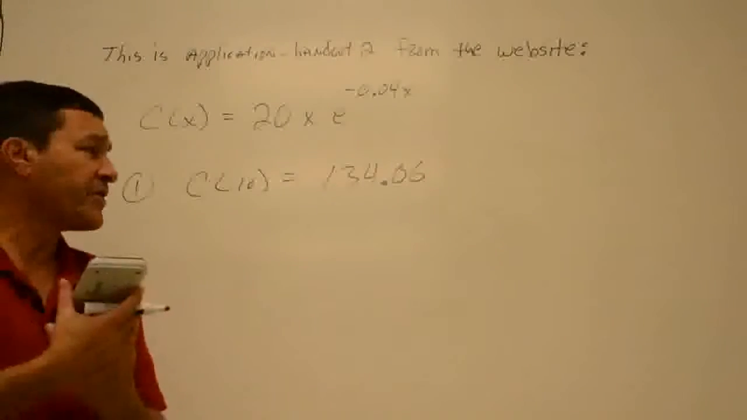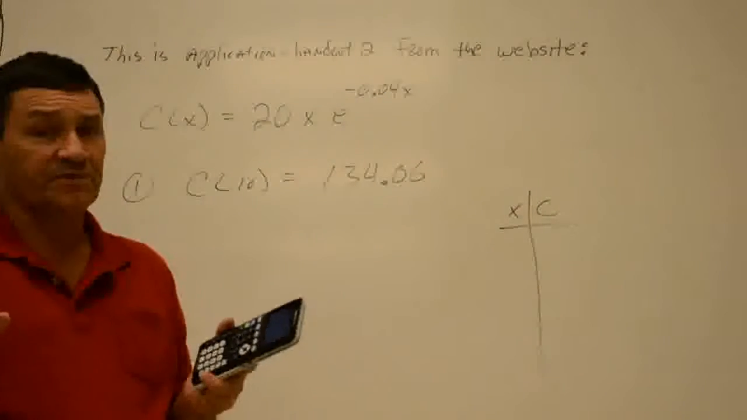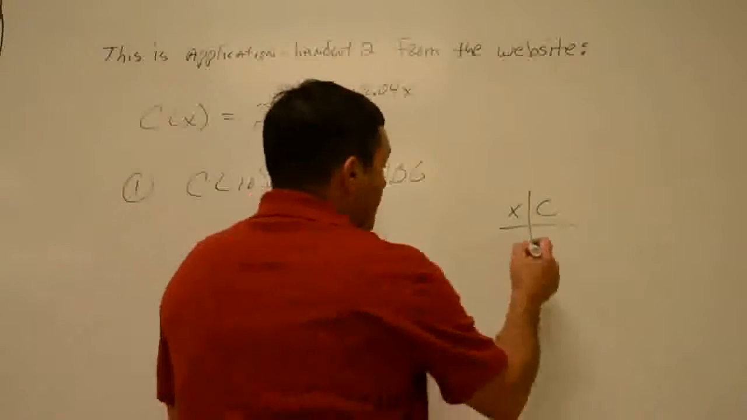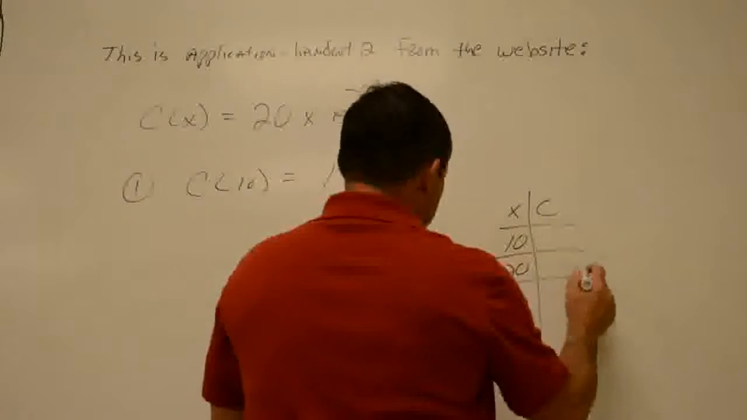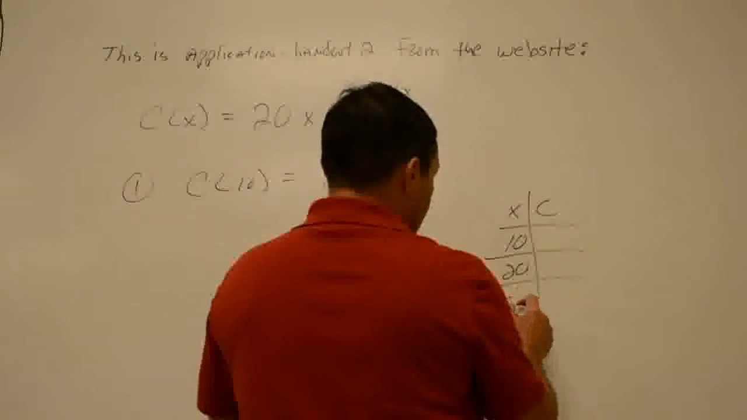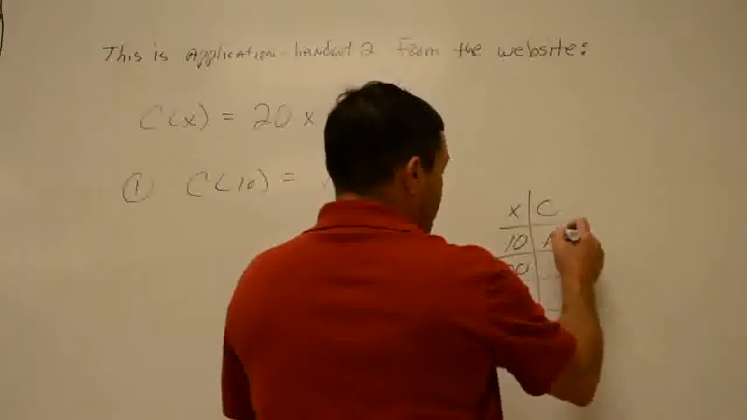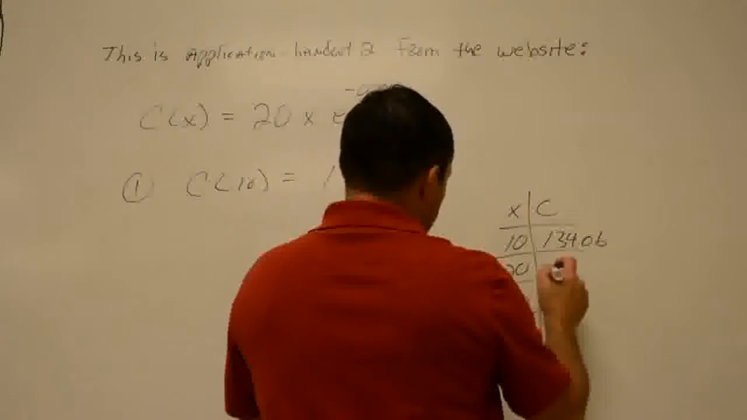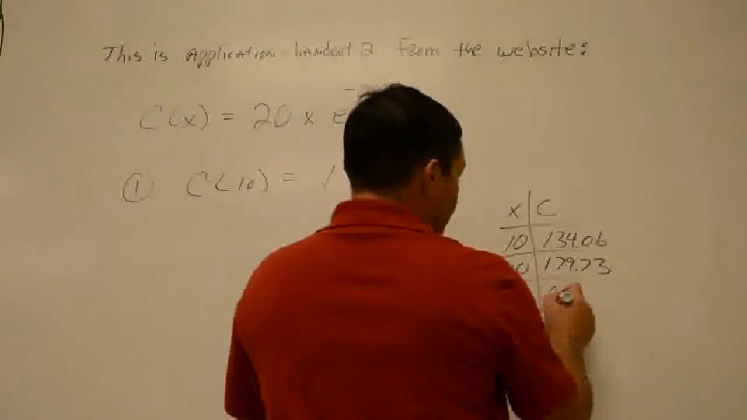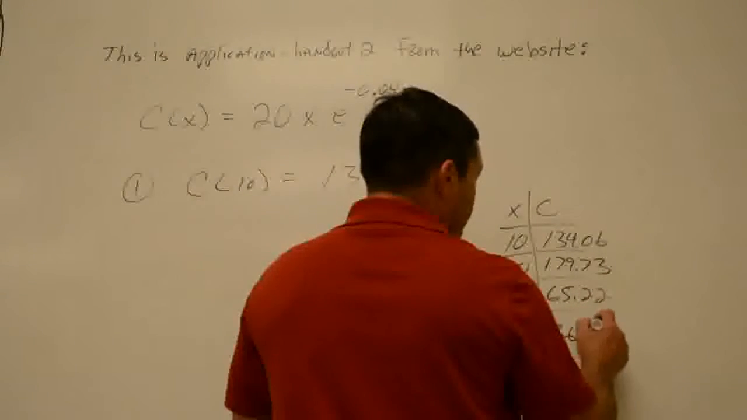Now, if you look on your XY chart, again, this is not anything the problem asked, but it sure helps to have a good feel for what the numbers mean so that you recognize if an answer that you get is reasonable or not. I'll put the values when X is 10, 20, 80 and 100. When X is 10, our value for C was 134.06. When X is 20, it's 179.73. When X is 80, it's 65.22. And when X is 100, it's 36.63.